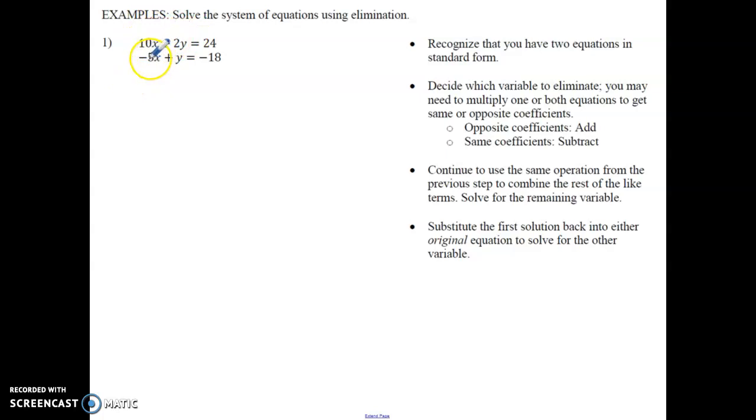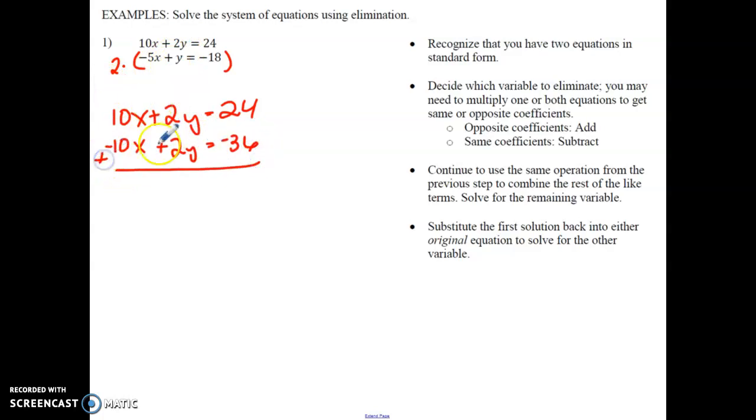But if I have 10 and I have 5, think about this. What can I multiply 5 by to get 10? I can multiply by 2. So I'm going to rewrite that first equation because it's not changing, and then multiply everything in the second equation by 2. So I get -10x plus 2y equals -36.